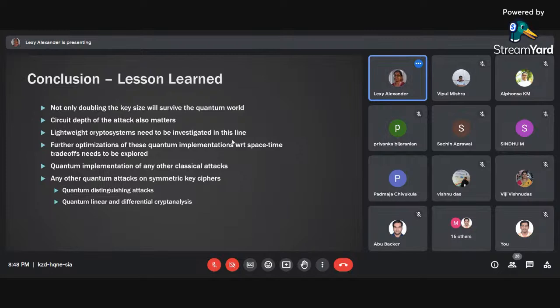Also, we can think about quantum implementation of other classical attacks. There are so many attacks coming now, like quantum distinguishing attacks and linear and differential cryptanalysis. We can look at how different classical attacks can be applied in quantum, whether we can get any benefit or anything on that. That also has to be thought of. And any quantum-specific algorithms and attacks can also be thought of. So there is so much scope of research along these lines.